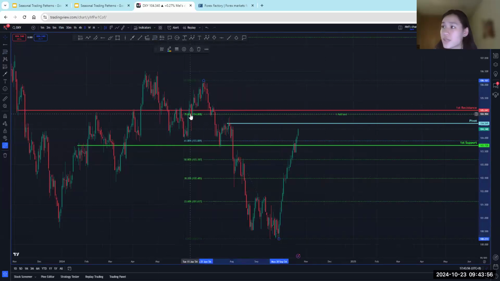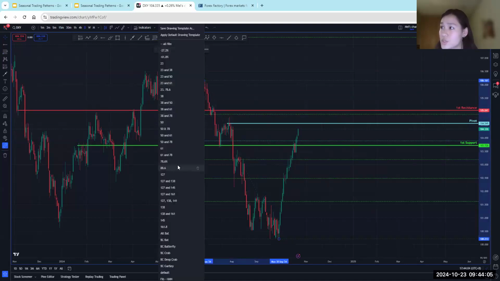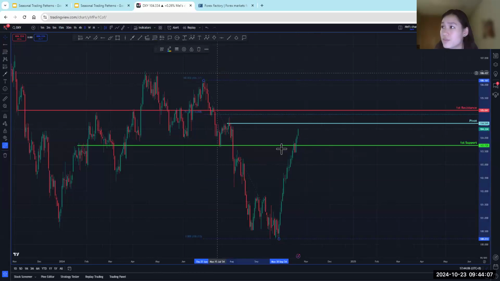Okay, so our 78.6 retracement lines up with our first resistance. Even though the 61.8 also lines up with my first support, we can't use it anymore because price has already broken out of that level.